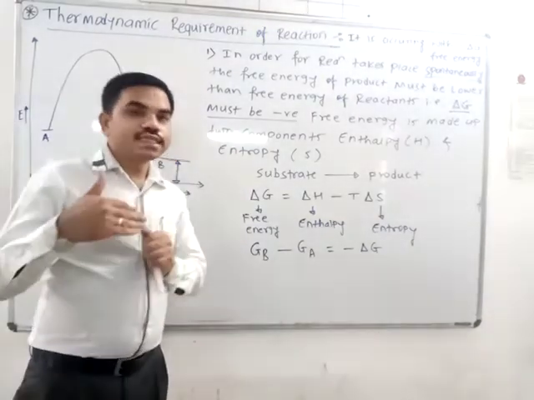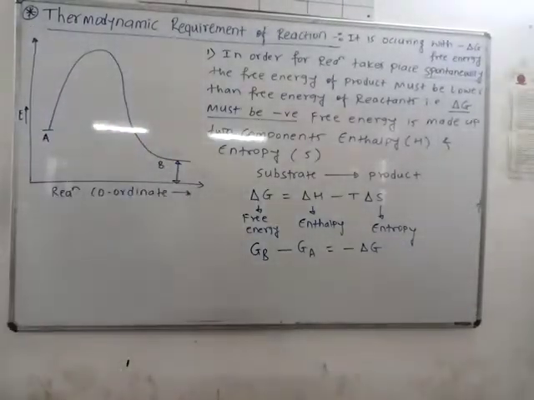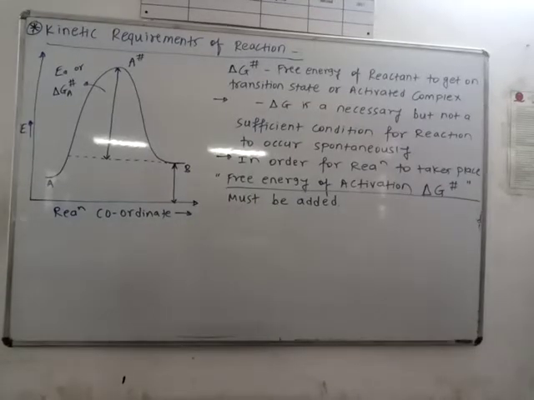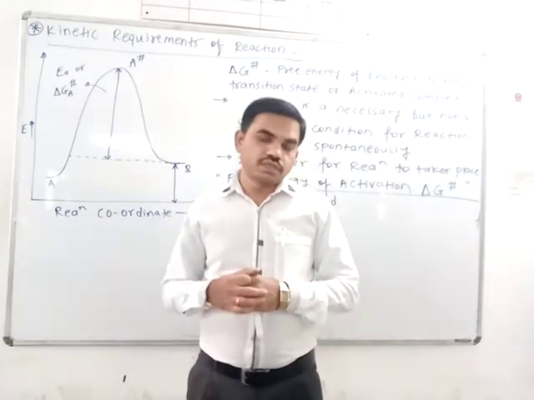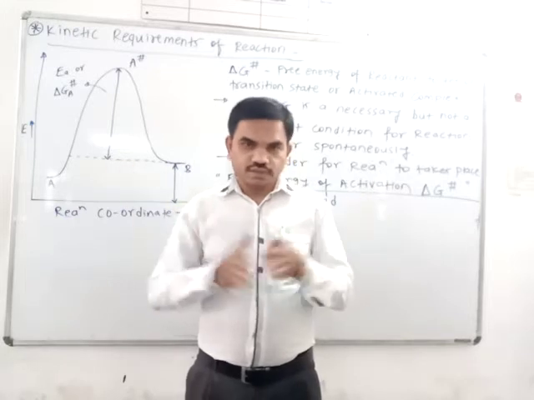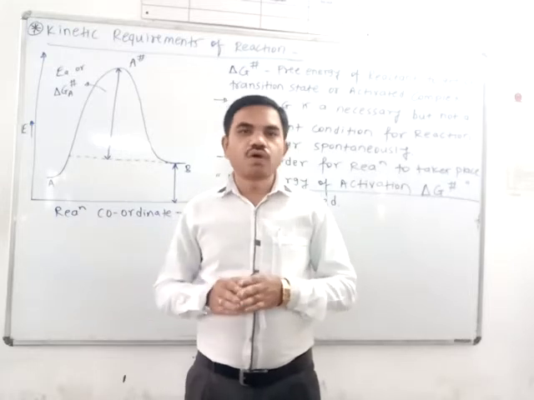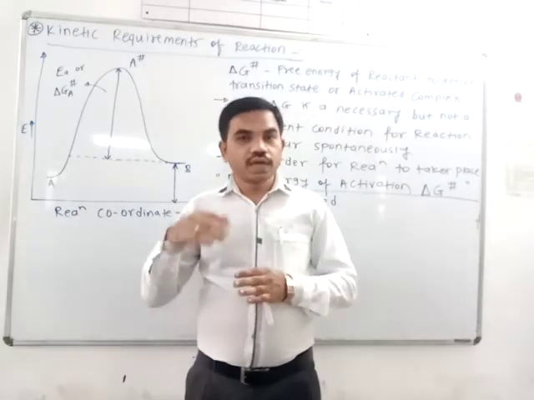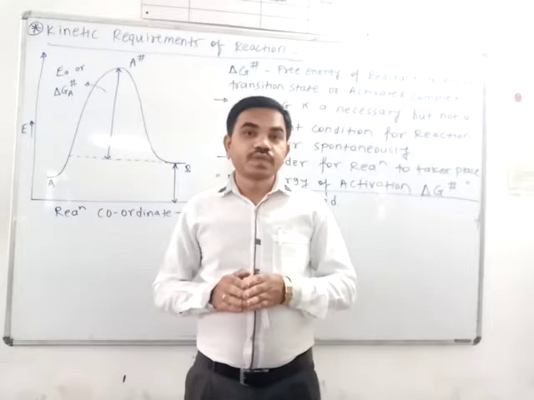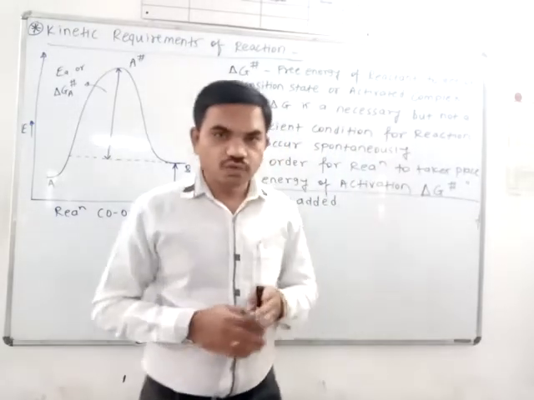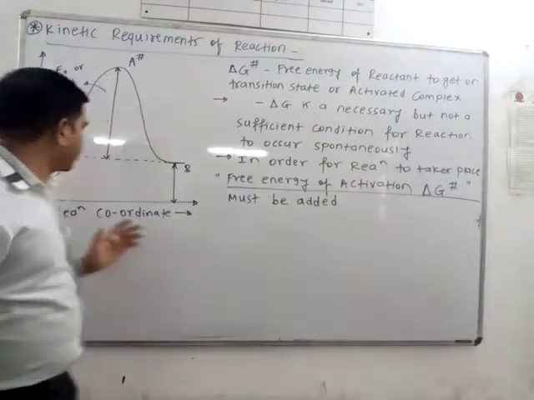Now we will see the kinetic requirement. What is the kinetic requirement of a reaction? The next point is what is the kinetic requirement of a reaction. See, there are two paths. When we start a reaction, it will follow either the thermodynamic path or the kinetic path. So what are the requirements? We have seen the requirement for the thermodynamic path. Then what is the requirement for the kinetic path of a reaction? Now see here, the kinetic requirements of a reaction. So what will happen in the kinetic path?